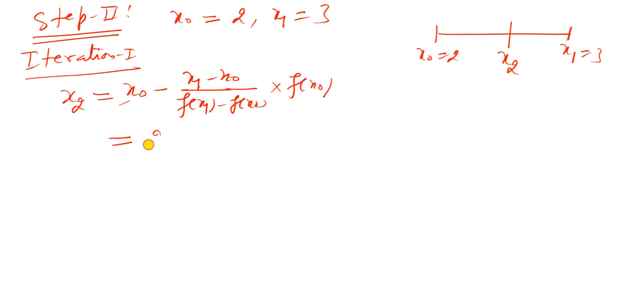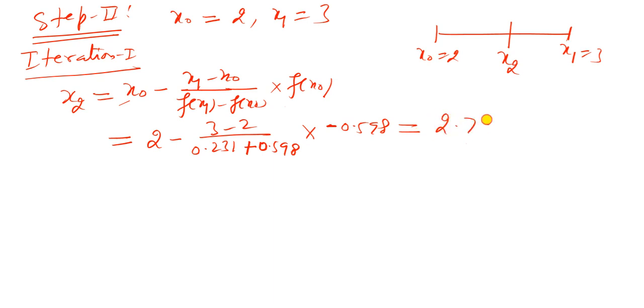Then we obtain x2 is equal to 2 minus (3 minus 2) upon (0.231 plus 0.598) multiplied by (minus 0.598), and simplify this, we obtain 2.721 correct to 3 decimal places. So this is the value of x2.